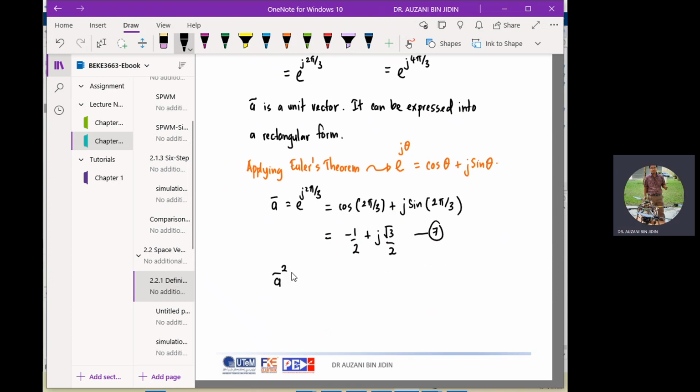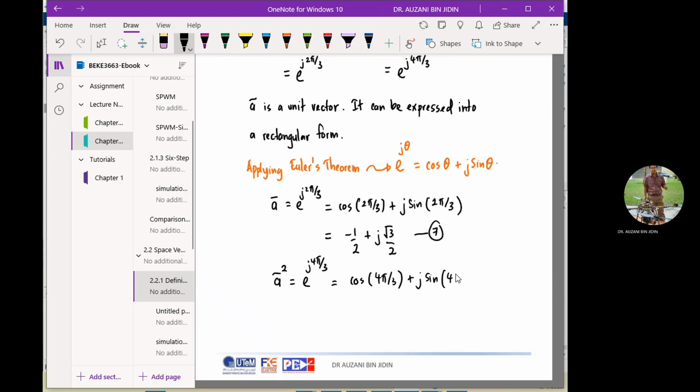Then for the power of 2 here, e^(j 4 pi per 3), then minus. Okay, this is equation number 8.